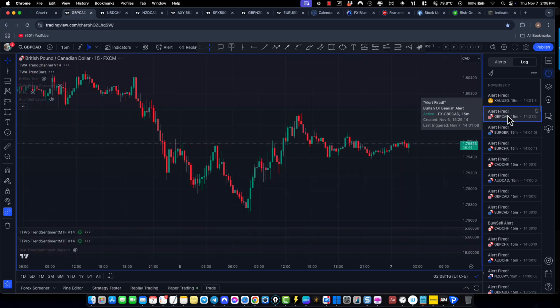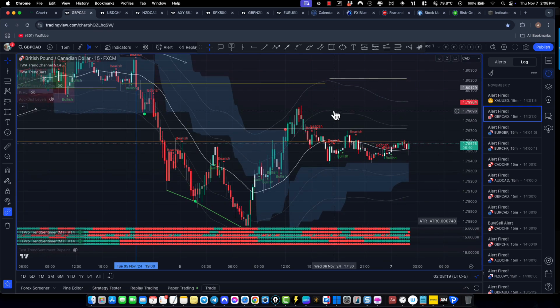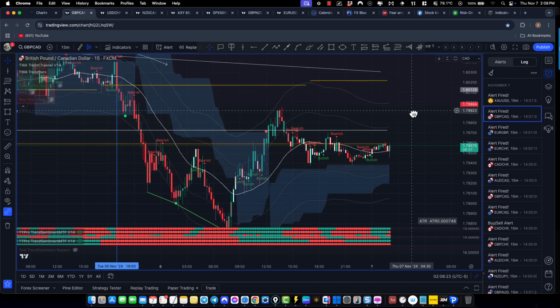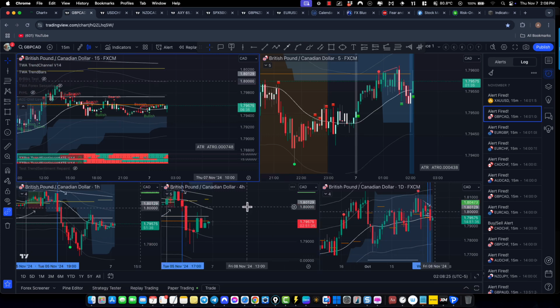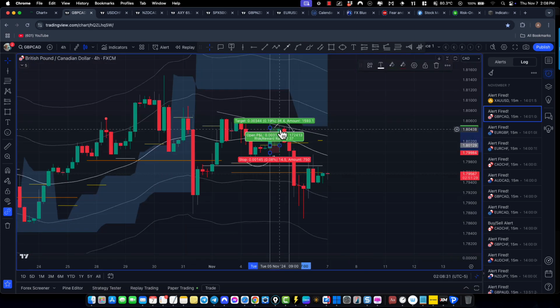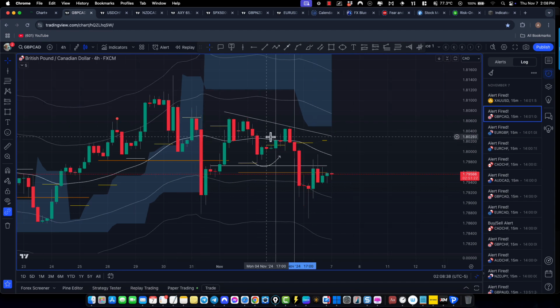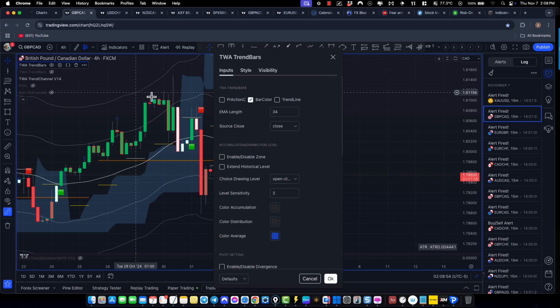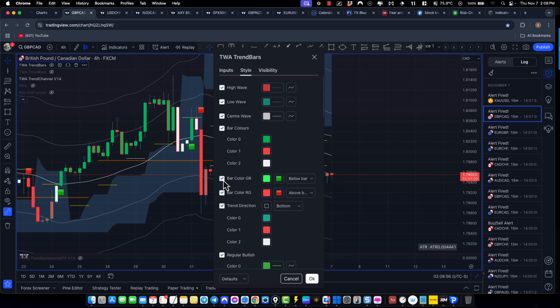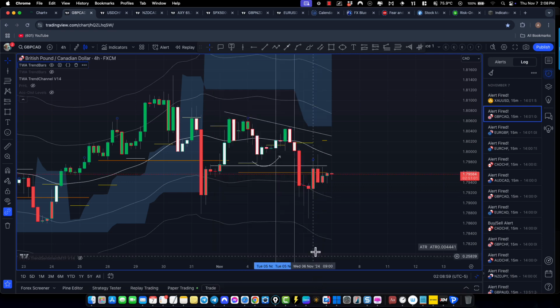So treat this as a tutorial. All right, what are we looking for here? The pound CAD. Okay, if you want to go out to the 4-hour just to get your bearings, look. That was one I took yesterday. Okay, clearly bearish. We're trading under this white line here, the midline. That's the mean. If you want, you could include the trend bars. Let's just take out some of these things here, these guys, because we have the alerts.